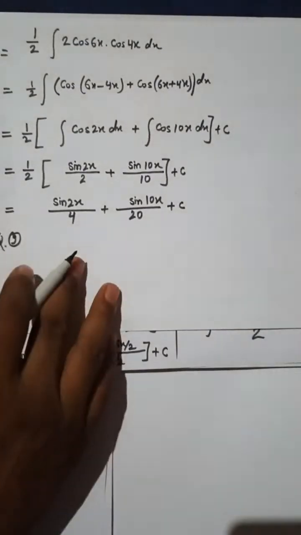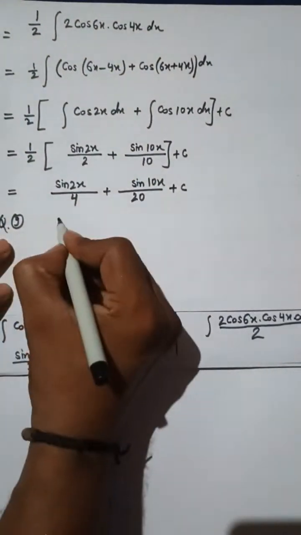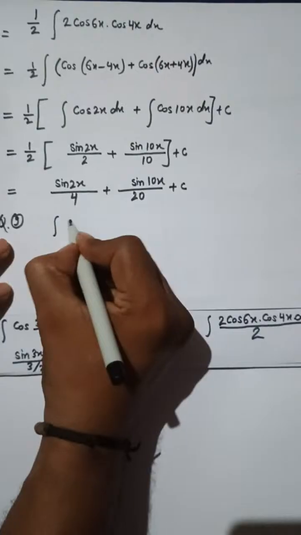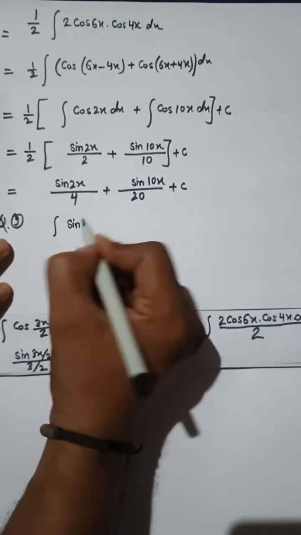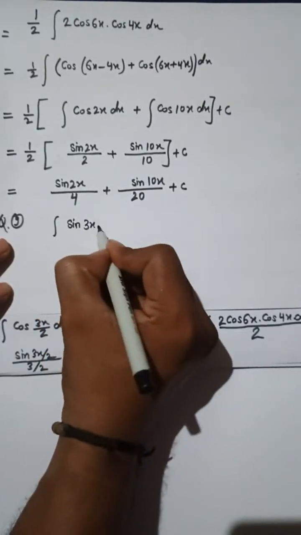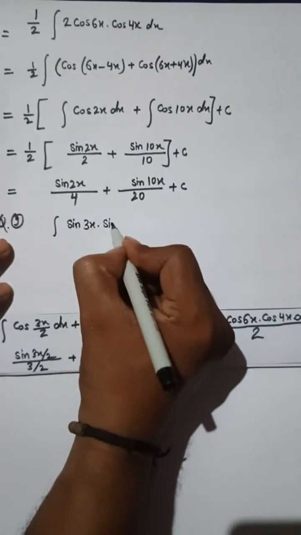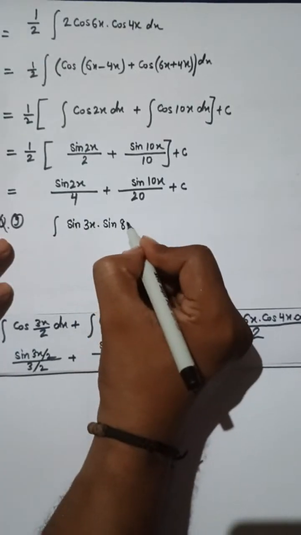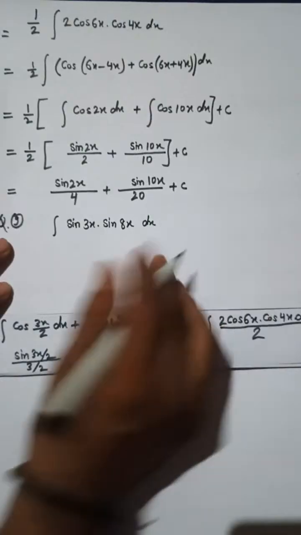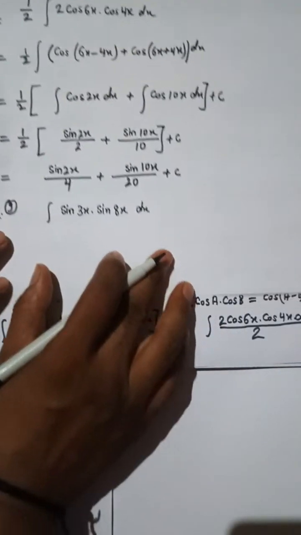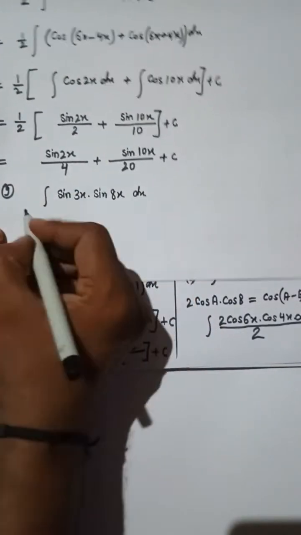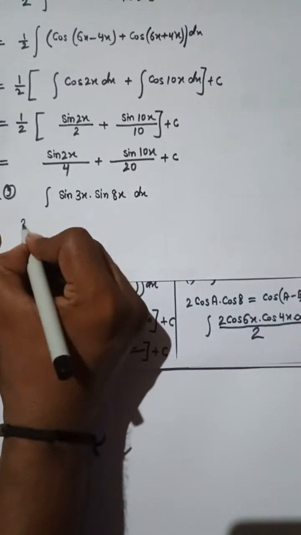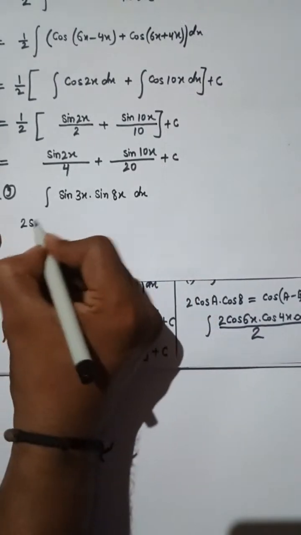integration sine 3x sine 8x into dx. Okay, so I'm going to use one formula here because both are sine. You can see both terms are sine.